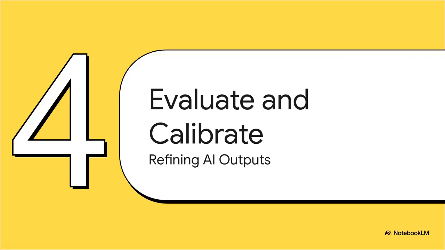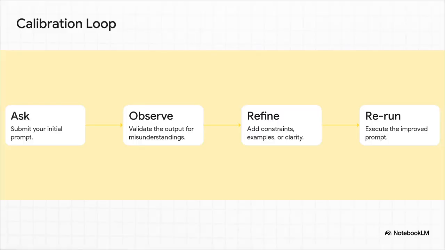Which brings us to Section 4, evaluate and calibrate outputs. Remember, your first output is almost never your final product. High-quality results are actually achieved through this exact calibration loop. You ask with your initial prompt. Then, you carefully observe and validate the output for any misunderstandings. Next, you refine your prompt by adding constraints or clarity. And finally, you rerun it. I really want to stress this point here. This loop is not a bug, and it's not an inefficiency. This deliberate back and forth is the actual calibration of intelligence.